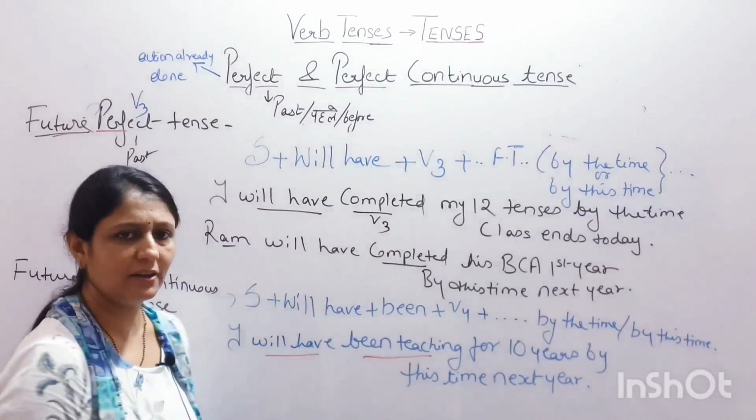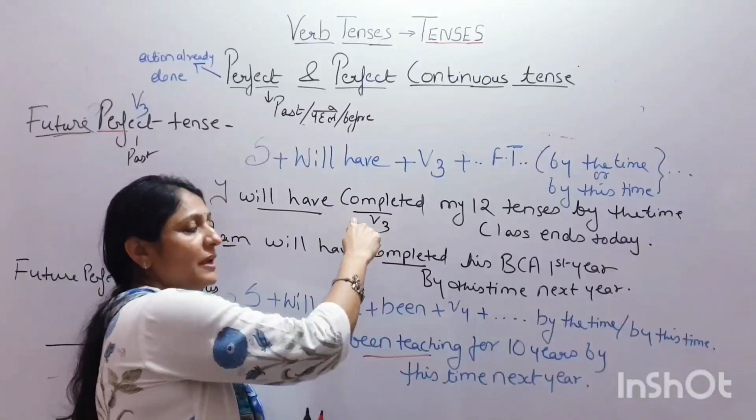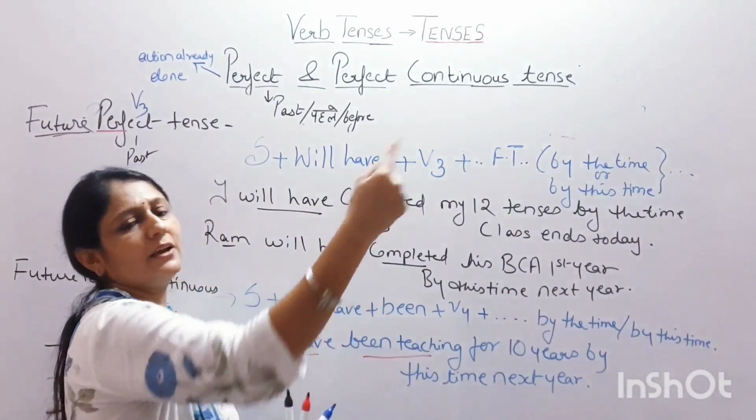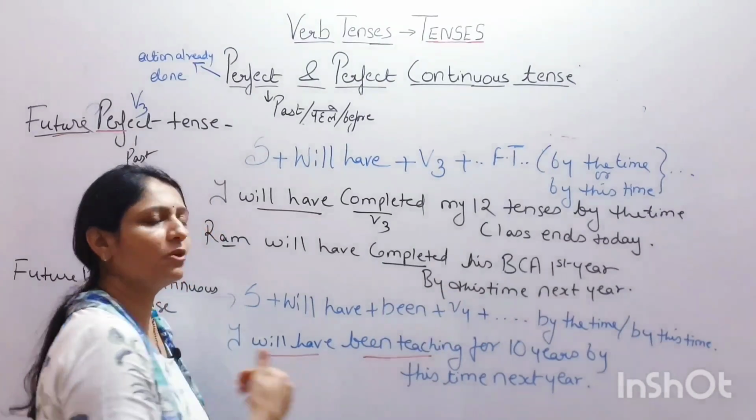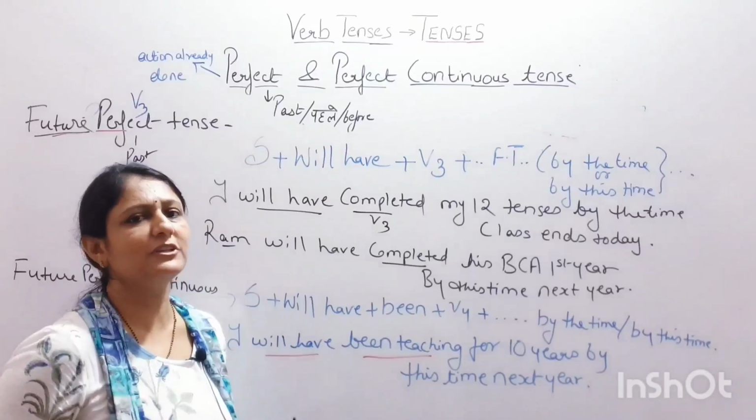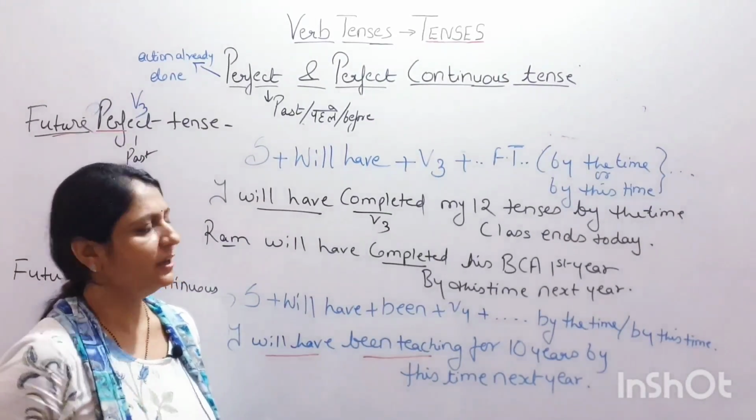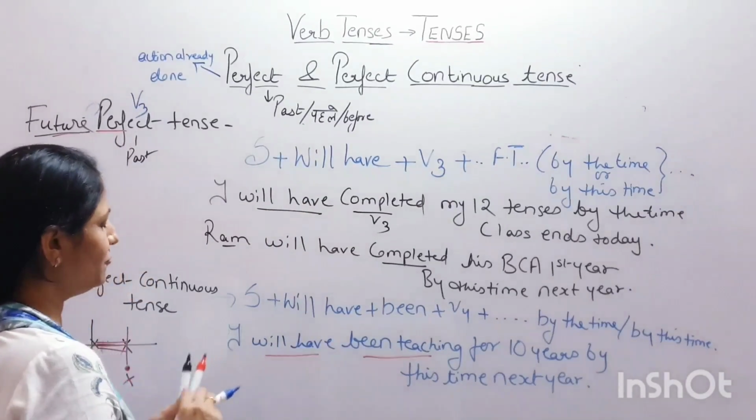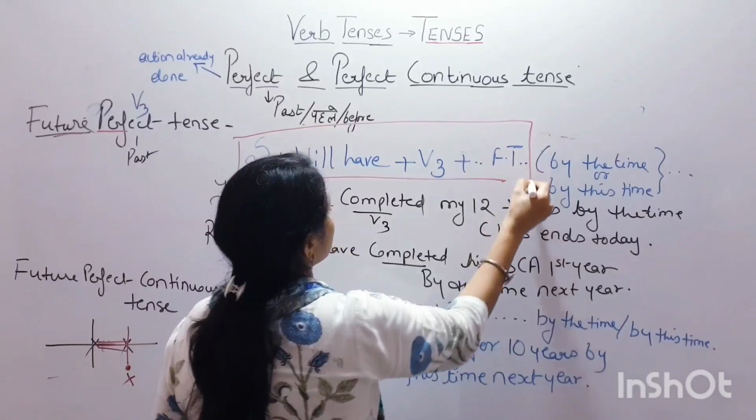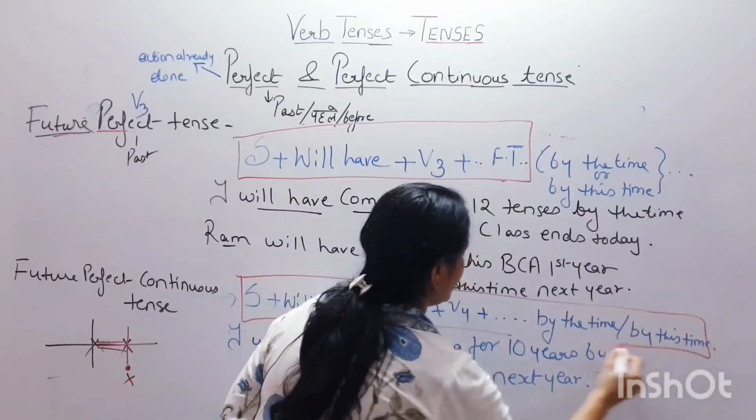So I hope you all are clear with this. राम के लिए भी हम बना सकते हैं. Ram will have been completing his BCA first year at this time next year. Instead of by this time, you can also say at this time next year. अगले साल इस वक्त राम का फर्स्ट ईयर खत्म हो रहा होगा, हो चुका होगा नहीं. So I guess I'm very clear about my formulas. Meanwhile, you can copy down these formulas and go through the examples quickly.